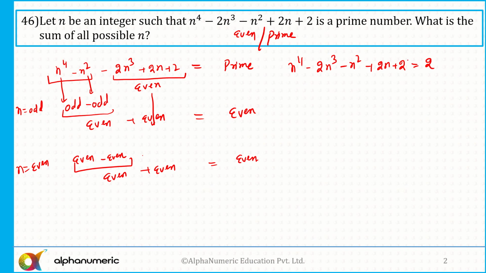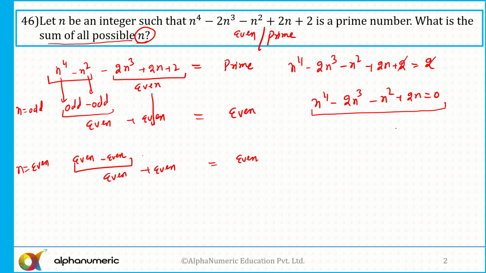Now solve this. So this 2 and 2 will get cancelled. So I'll say n raised to power 4 minus 2n cube minus n square plus 2n equal to 0. And the question is the sum of all the possible values of n, where n is an integer. So now n is the root of this equation, and if I need to find the sum of all the possible values of n, it means the sum of all the roots.